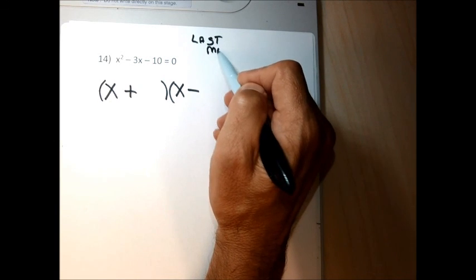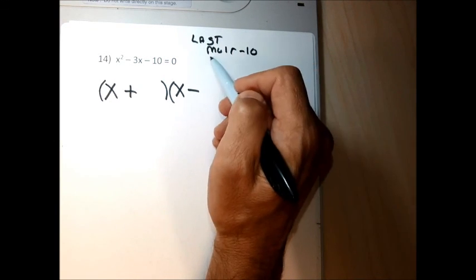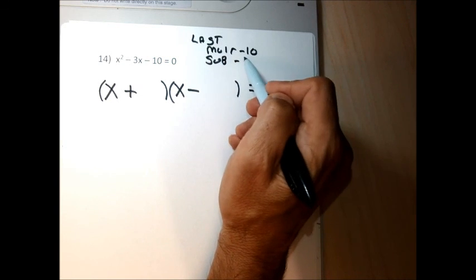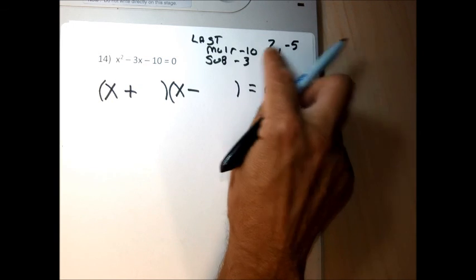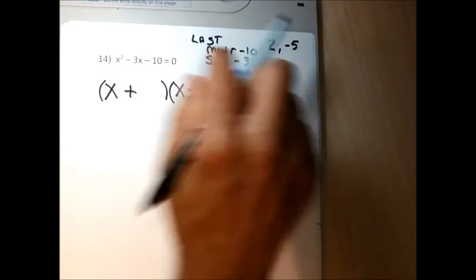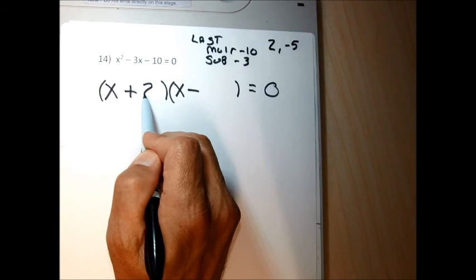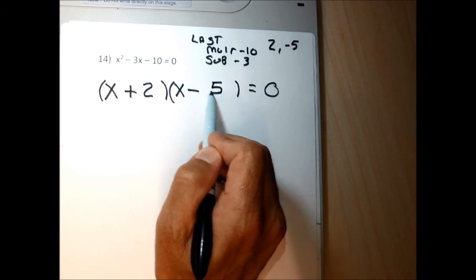they have to multiply to negative 10 and subtract to be negative 3. And that's going to be 2 and minus 5, because 2 times minus 5 is negative 10, and 2 minus 5 is negative 3. So inside the parentheses, you get a positive 2 and a negative 5.